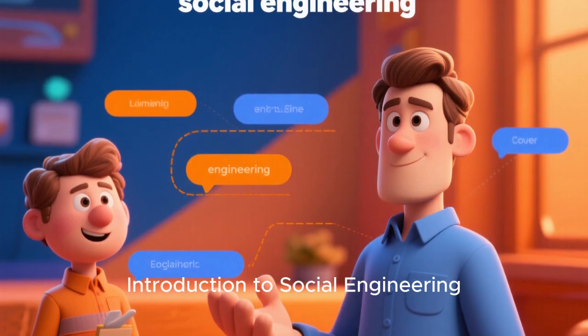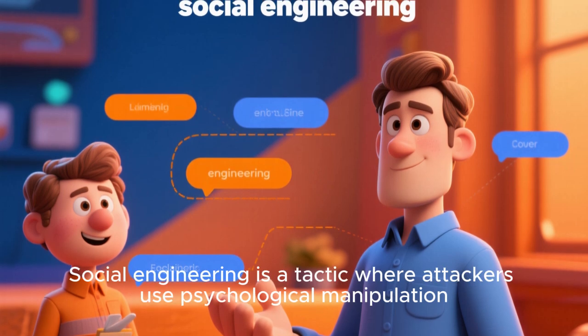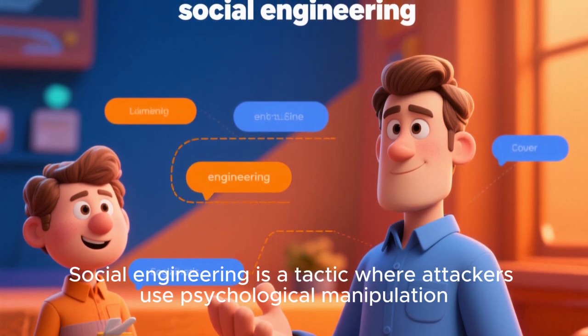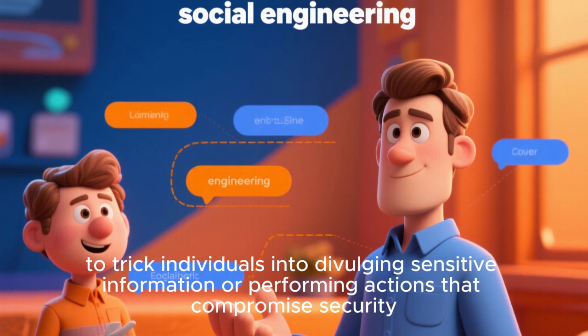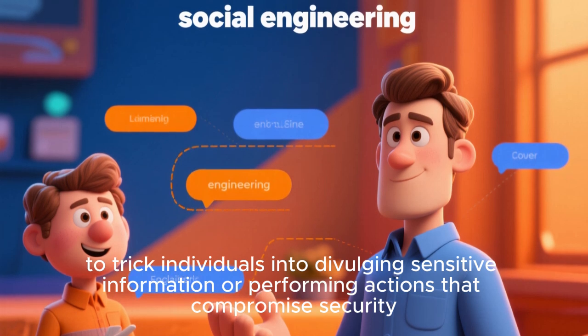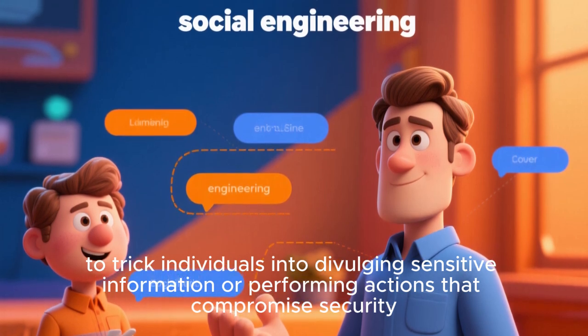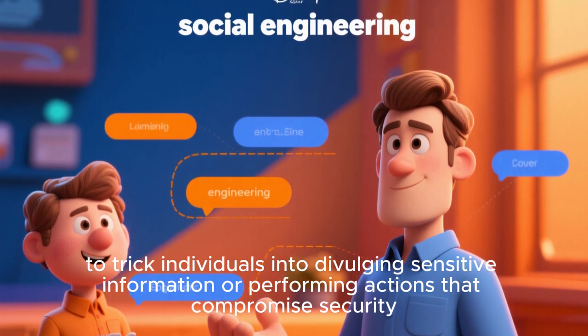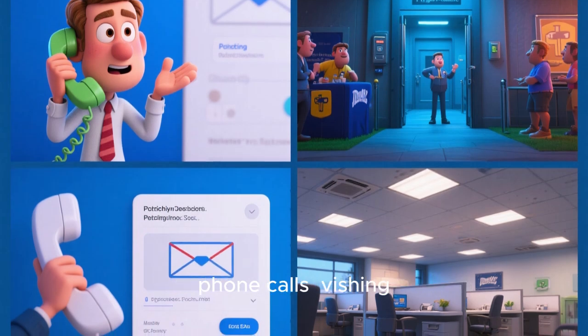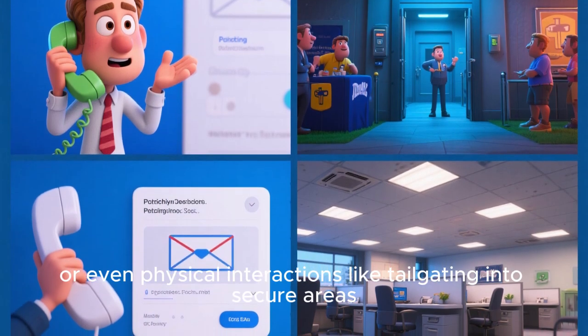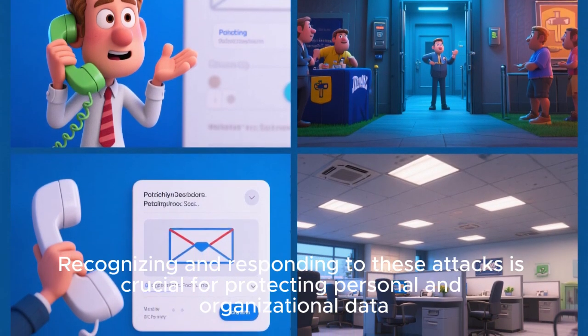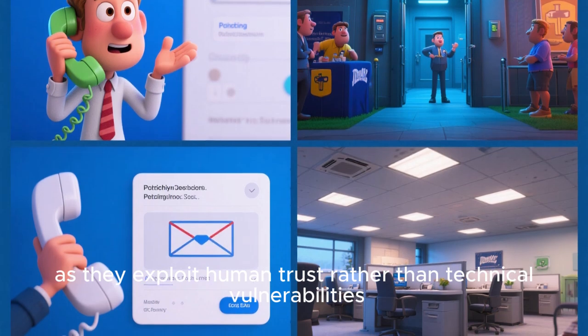Introduction to Social Engineering. Social engineering is a tactic where attackers use psychological manipulation to trick individuals into divulging sensitive information or performing actions that compromise security. This can happen via email phishing, phone call phishing, or even physical interactions like tailgating into secure areas.